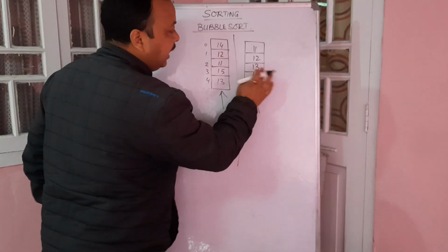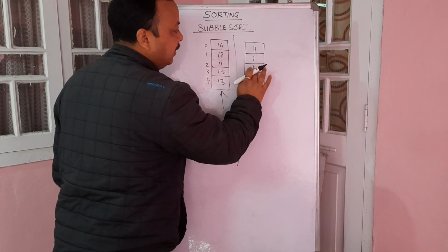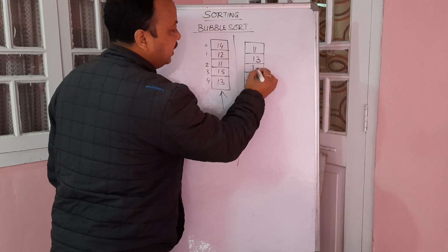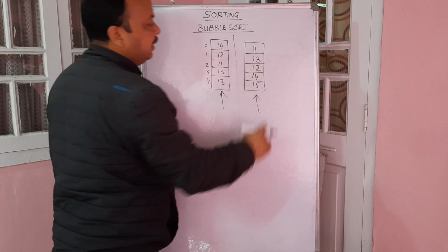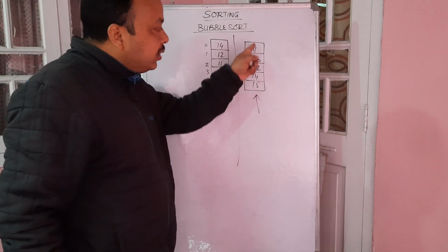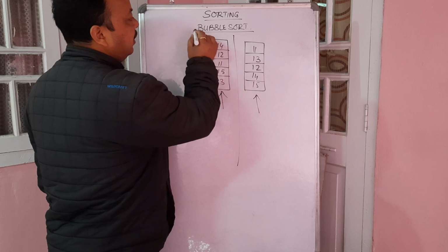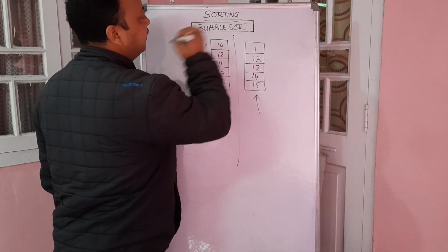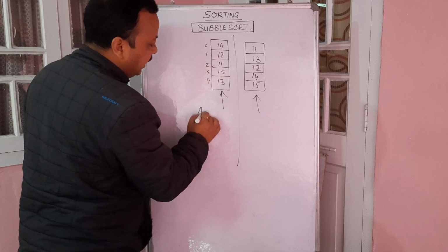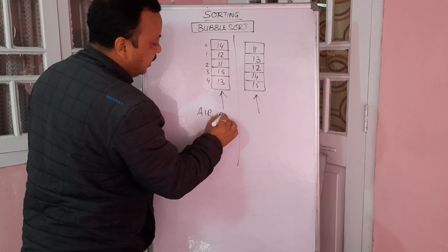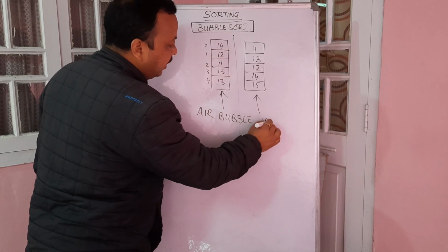But let's say here I just change one element. Let's say I make this 13 and 12. That means now this is also not in order. But you see, according to bubble sort, bubble stands for what? Bubble means air bubble. Bubble means air bubble in water.